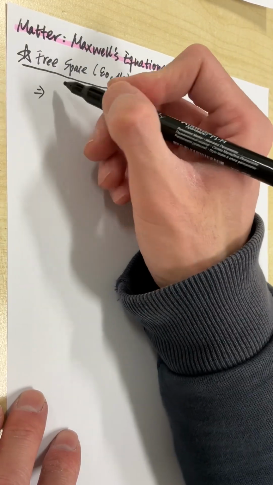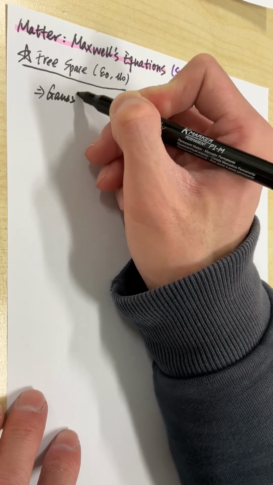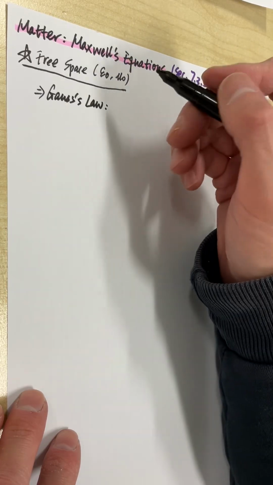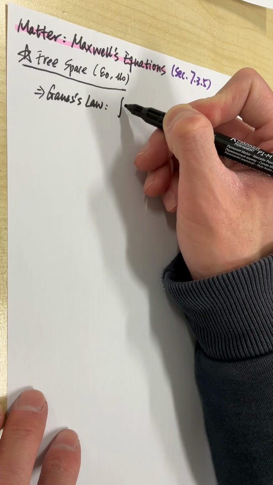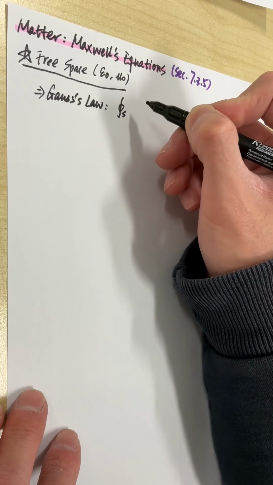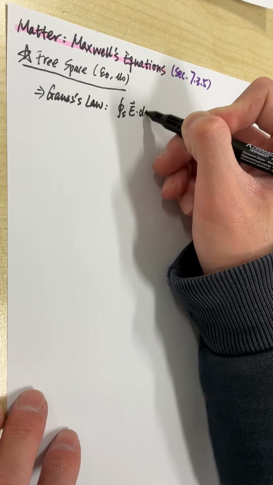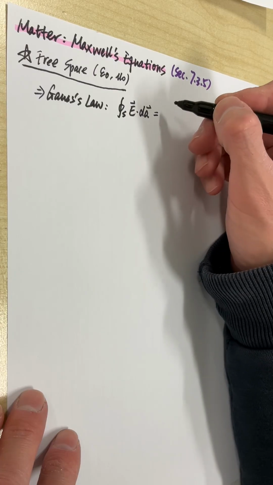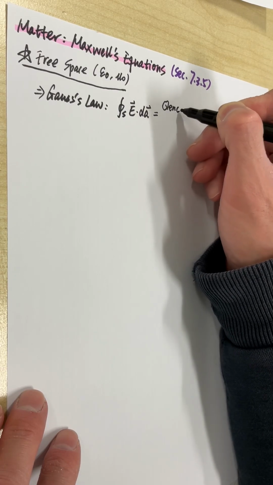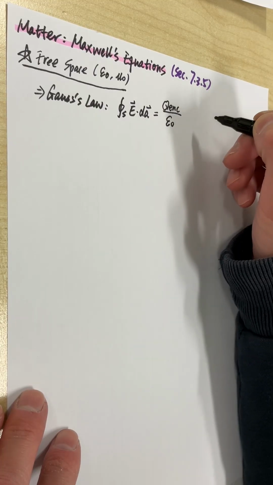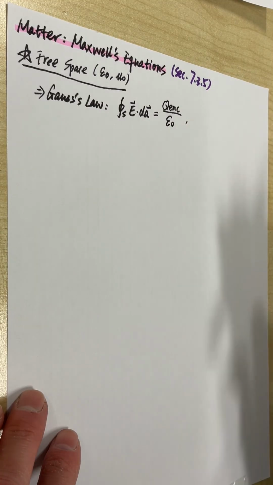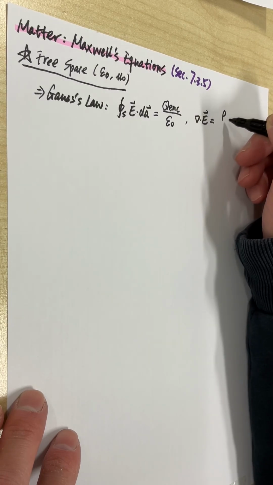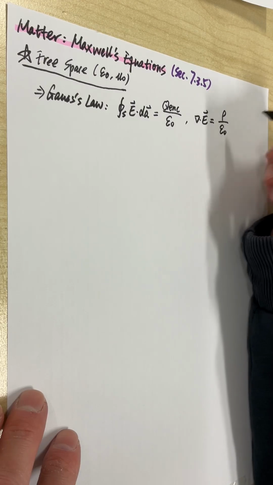So we have Gauss's law. In free space, the integral form is the flux, the closed surface integral of the electric field, equal to the total charge enclosed divided by epsilon 0. And this also has a differential form, which is the divergence of the electric field equals the total charge density divided by epsilon 0.